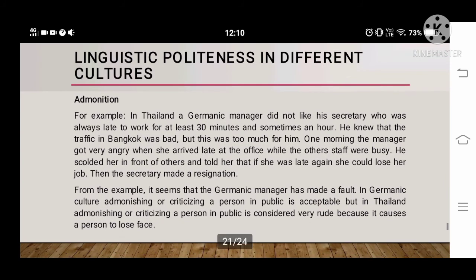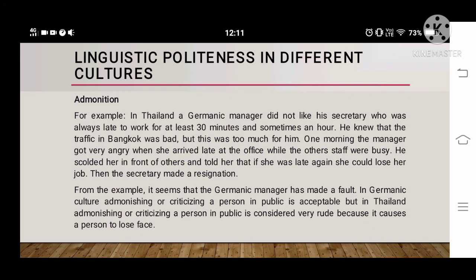Next, admonitions. For example, in Thailand, a Germanic manager did not like his secretary who was always late to work for at least 30 minutes and sometimes an hour. He knew that the traffic in Bangkok was bad, but this was too much for him. One morning, the manager got very angry when she arrived late at the office while the other staff were busy. Then he scolded her in front of the others and told her that if she was late again, she could lose her job. Then the secretary resigned.